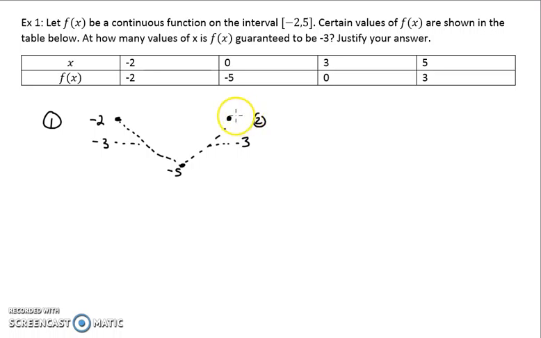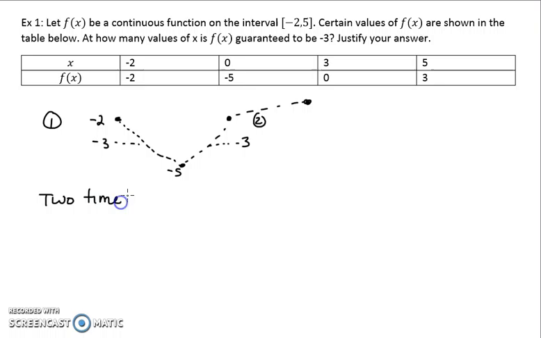And then from 0, we know we go up to 3. Now, could this function drop below negative 3 and hit it a couple more times before it bounces back up to positive 3? It could, but it's not guaranteed to. So this is guaranteed to happen 2 times.